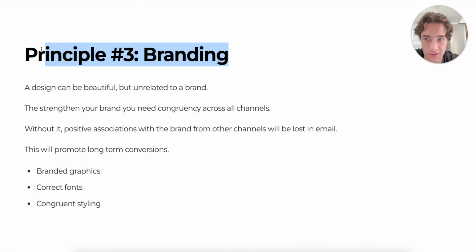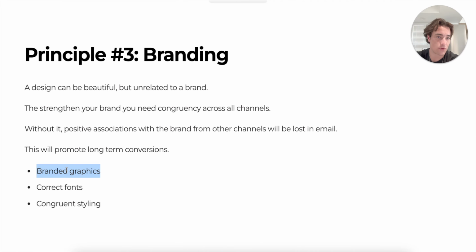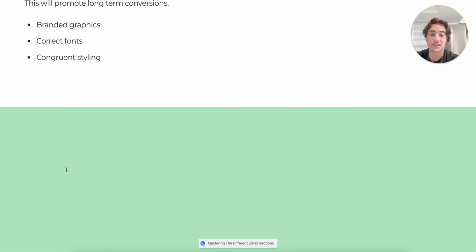And then, of course, principle number 3, branding. Design can be beautiful, but unrelated to a brand. So to strengthen our brand, we need to make sure we have congruency across all channels. Without it, we lose all positive association. So we need to make sure we have branded graphics, correct fonts, and congruent styling. Pretty straightforward. So that's pretty much all that we need to do right there.